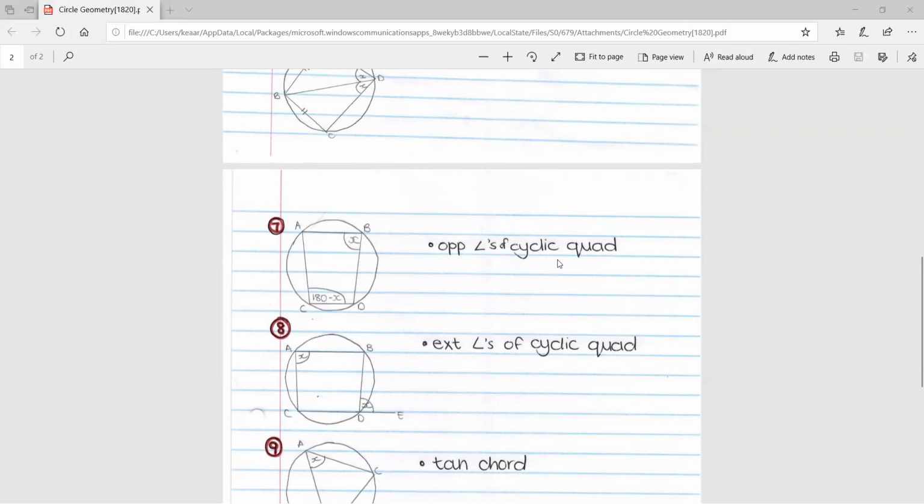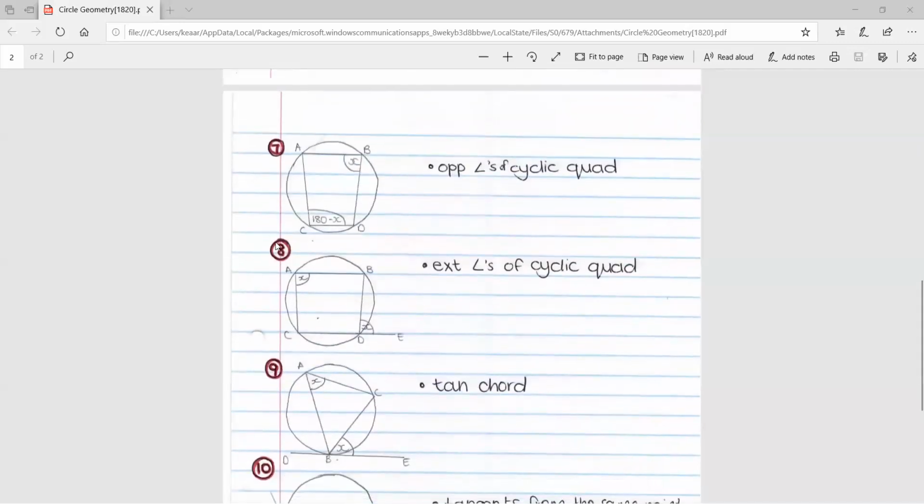A cyclic quad is a quadrilateral that fits perfectly into a circle. And the interior opposite angles will add up to 180 degrees. So for example, if angle B is 40 degrees, angle C will be 140 degrees. You would say 180 minus 40 to get 140 degrees.